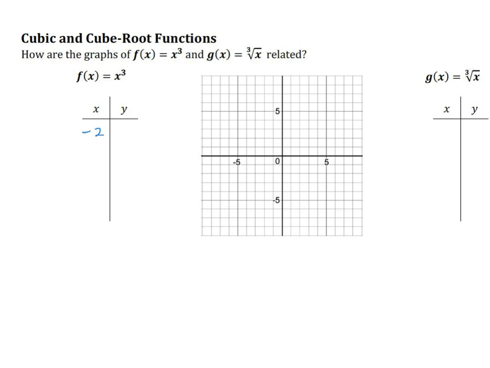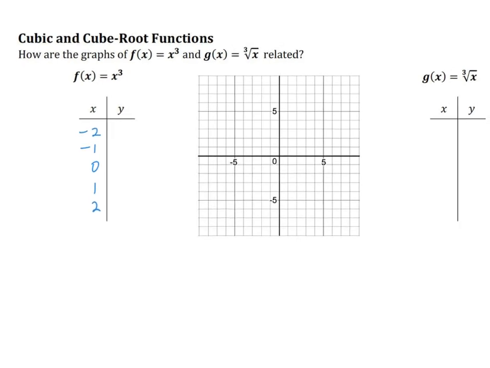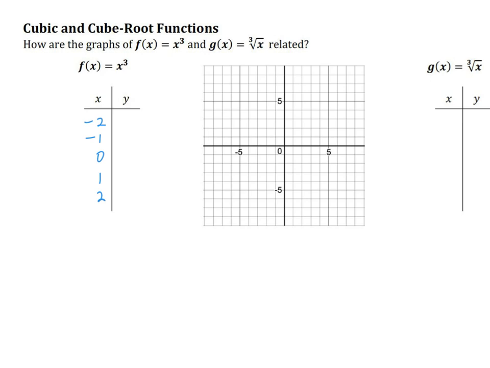If I put in -2, -1, 0, 1, and 2, so plug in -2, we're going to get -2 cubed, and -2 times -2 times -2 is -8. -1 cubed is -1 times -1 times -1, which is -1. 0 cubed is 0. 1 cubed is 1 times 1 times 1, which is +1. 2 cubed is 2 times 2 times 2, which is +8.